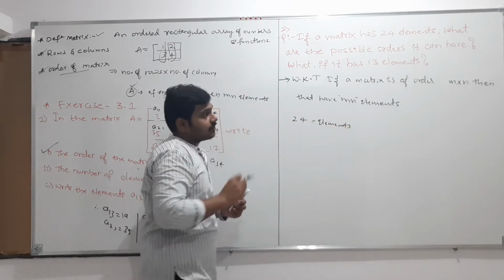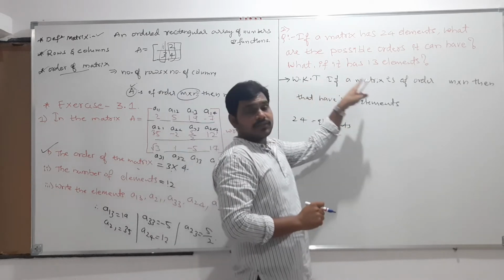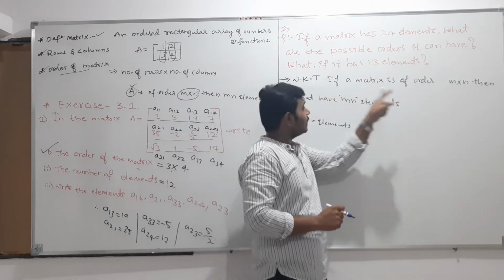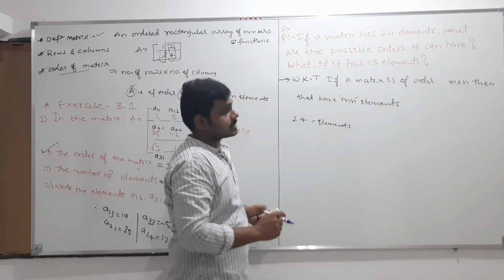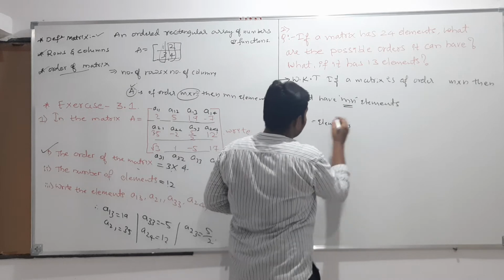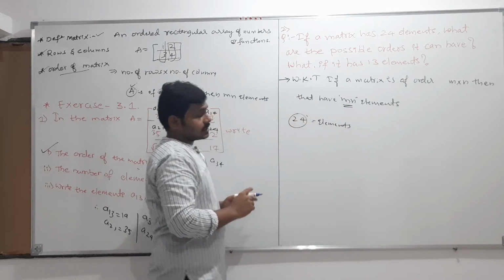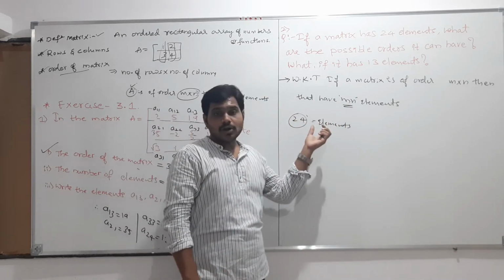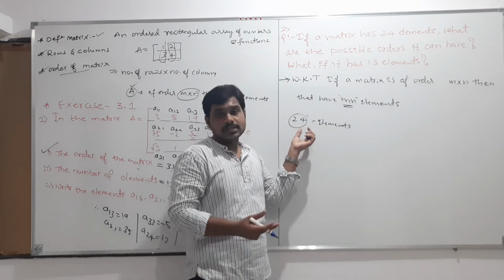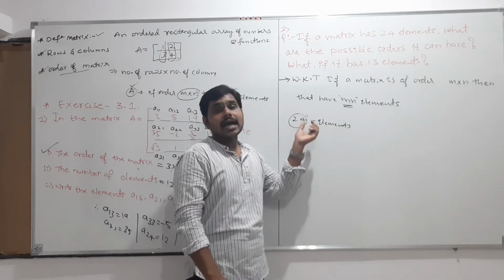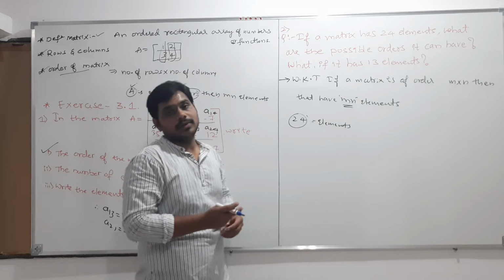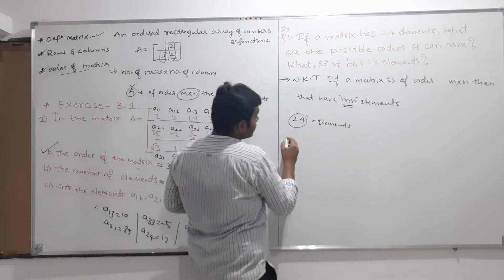So if it has 24 elements, we know that if a matrix is of the order m cross n, then it has mn elements. It means that here they have given you the product mn, and the order will give you those numbers whose product is 24, which we should calculate here.